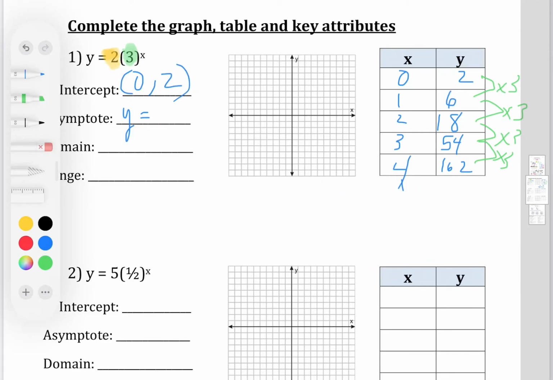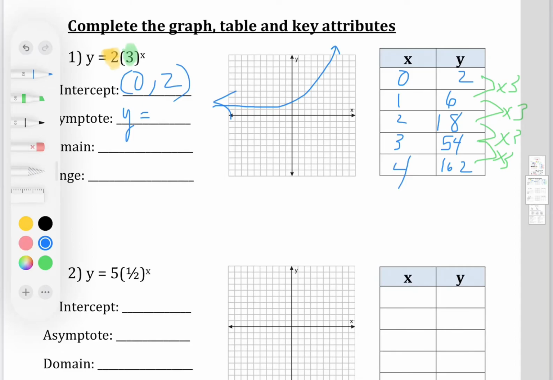So I started with my initial value, which was the number in the front, which was 0, 2. And then my multiplier is 3, so I multiply my y values times 3 each time. Your x's are always just 0, 1, 2, 3, 4. So when you're ready, go ahead and sketch this graph. Hint, it's going to look something like this. So you can sketch the ordered pairs that you can sketch.